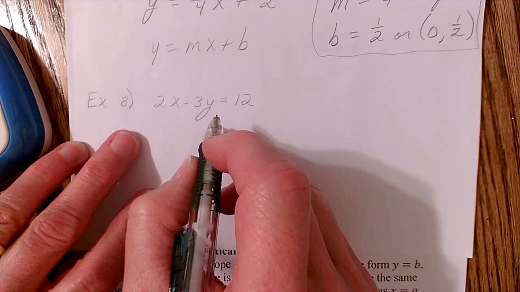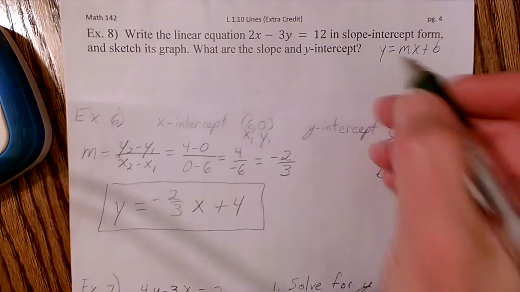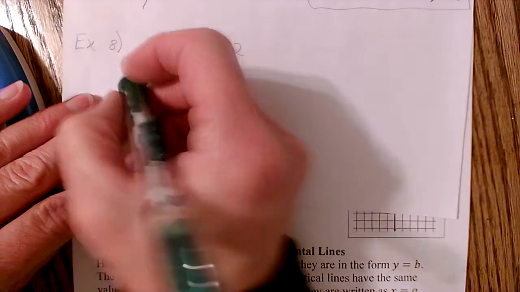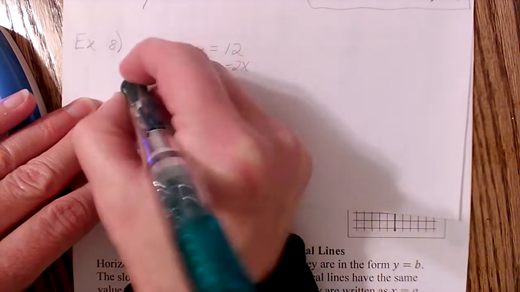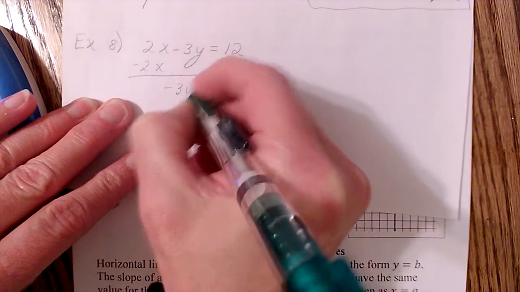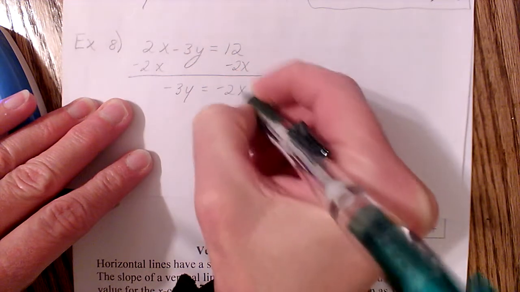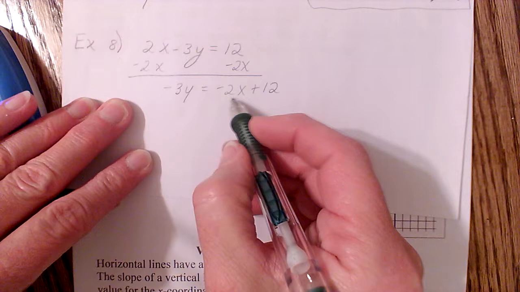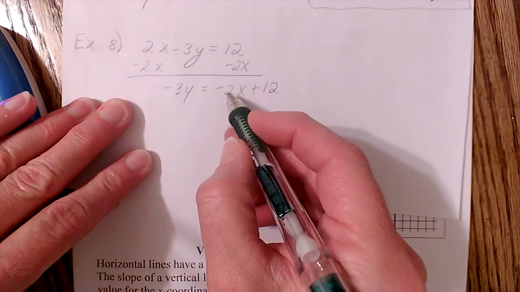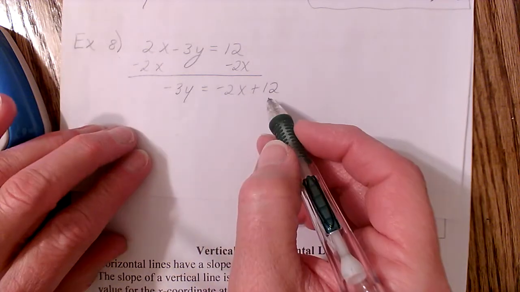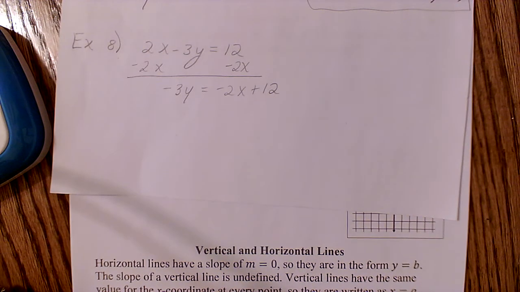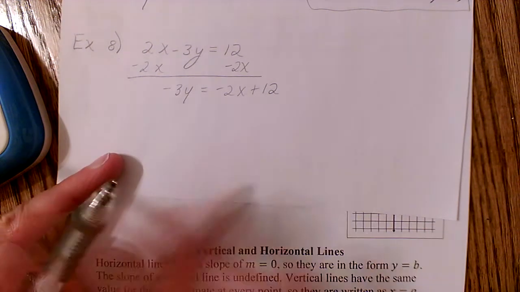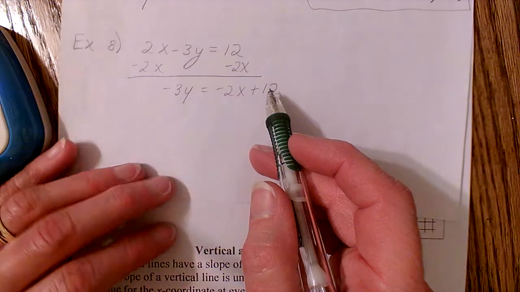So to get it in the slope-intercept form, we're going to have y all by itself. So basically we're going to start by solving for y. So we're going to subtract 2x from both sides. That'll give us negative 3y is equal to negative 2x plus 12. Notice that I put the x term first, the term with x first. And then I put the constant term after that.